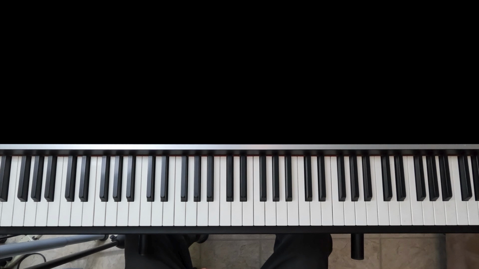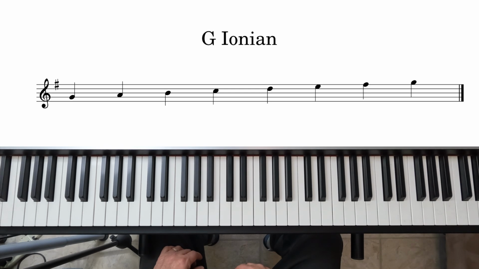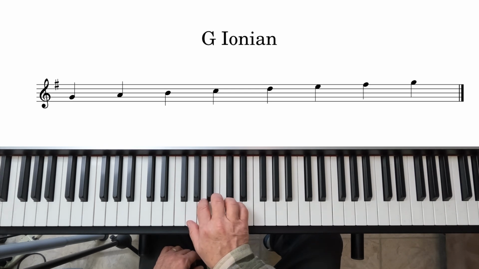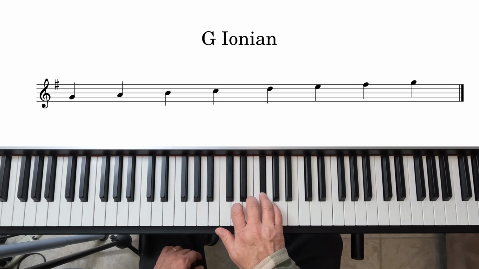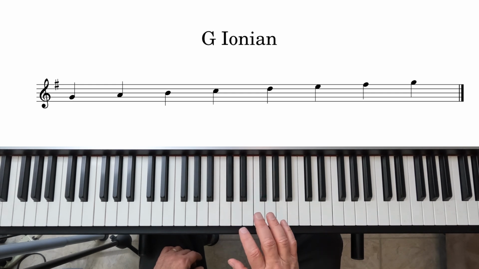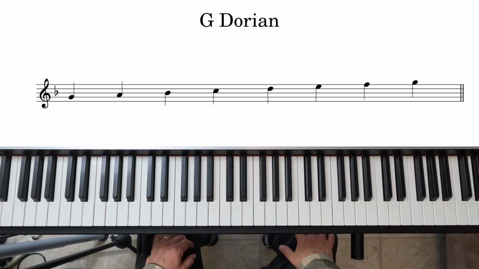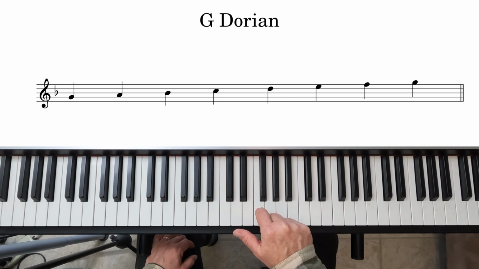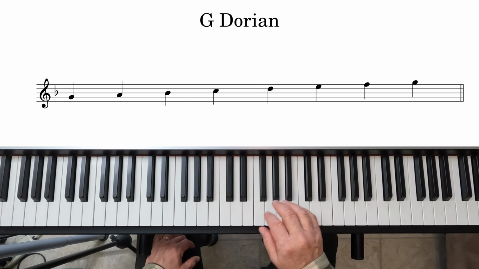For example, say we want to play G Ionian. Well, that's actually the same as the G major scale. But what if we wanted to play G Dorian? Just as D is the second note of the C major scale, G is the second note in the F major scale. So we can create the G Dorian mode scale by playing from G to G using the F major scale and the key signature. And it sounds like this.